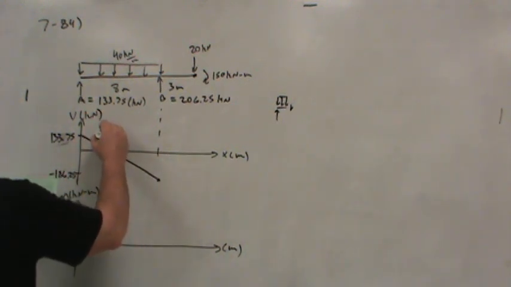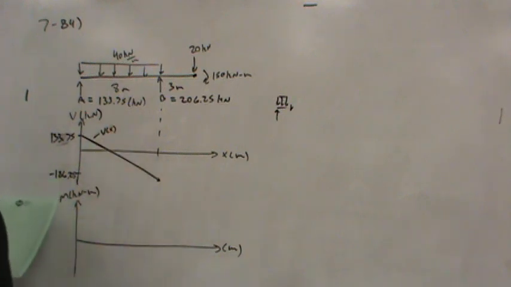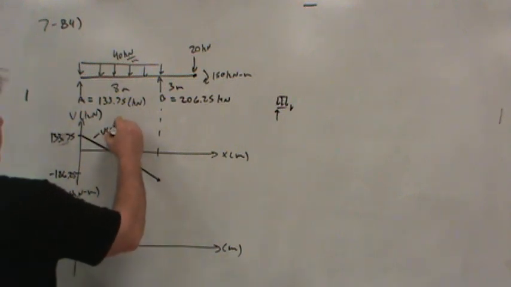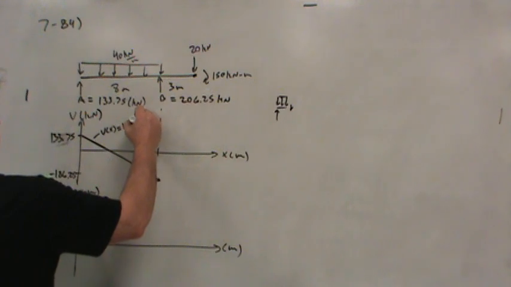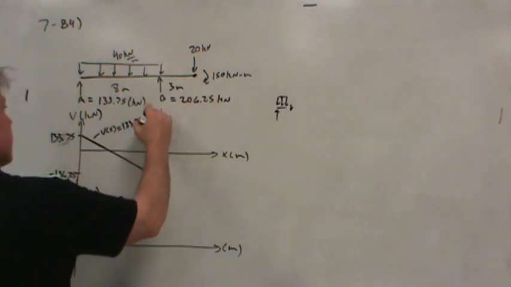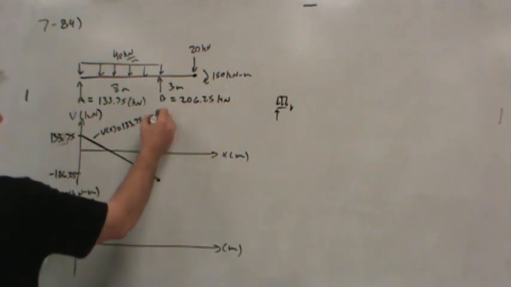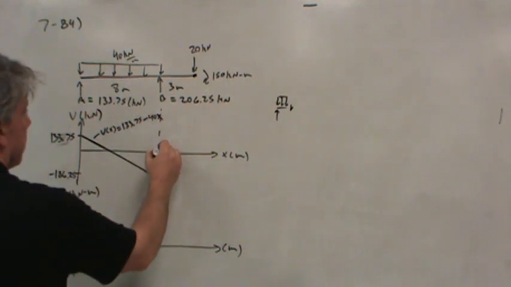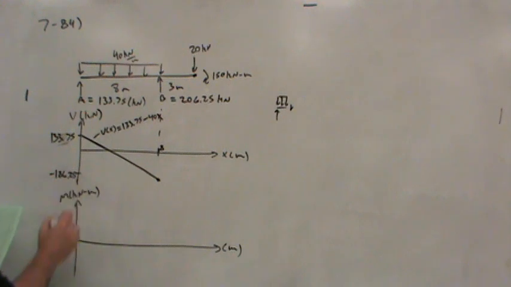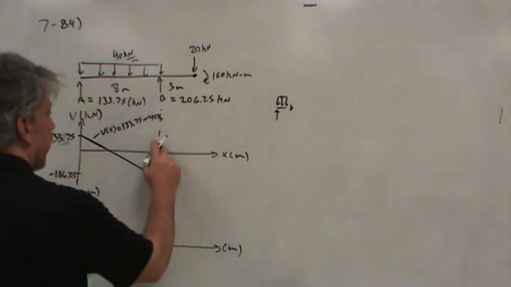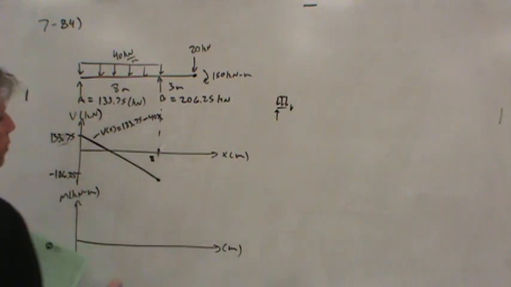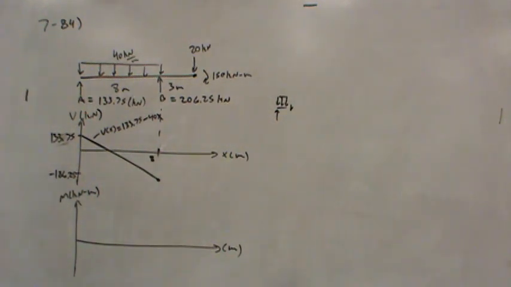And if we were to try and write out the equation of that line, it's easy. It's the intercept, 133.75, minus 40, the slope due to the distributed load, times x. So if you plug in x equal to 8, you'll get this point, negative 186.25. Now, let me move that 8 over just a bit. It just indicates the position on the horizontal axis along the length of the beam.